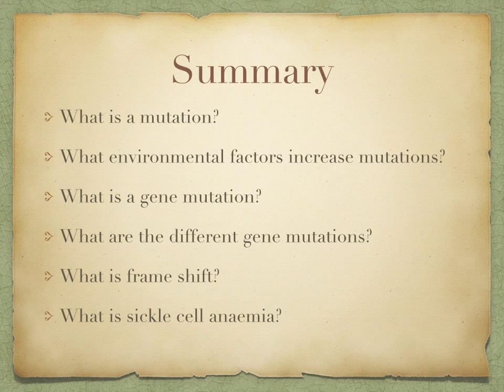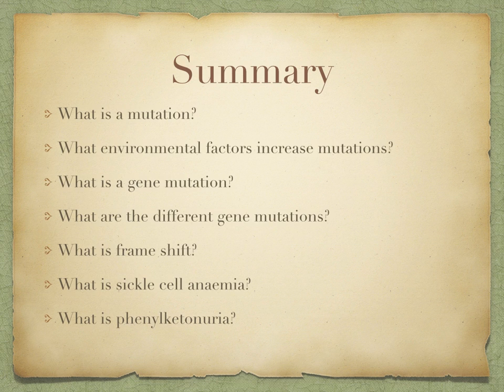What is sickle cell anemia? It's when there's a base substitution so that valine is coded for instead of glutamic acid at amino acid 6. This will result in a change in the beta chain of the hemoglobin, making it less soluble when it's not bound to oxygen. So the resulting blood cells will be sickle cell shaped.